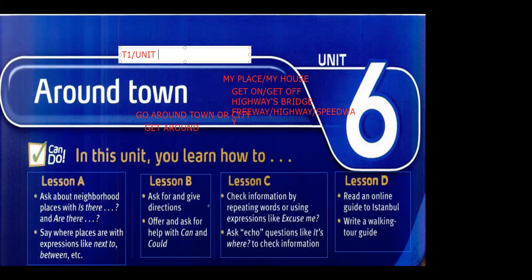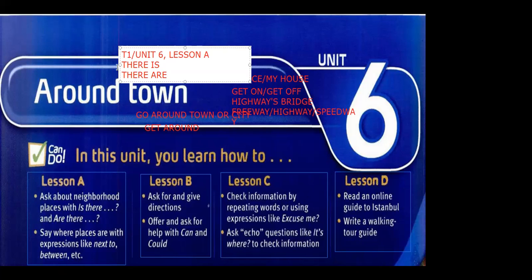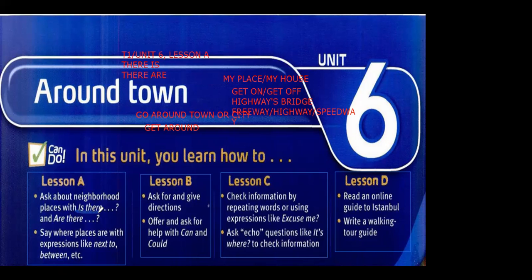It was unit 6, lesson A. We learned this: there is, there are. Do you remember that? Kathy and Andrea, do you remember how to use there is, there are? Yes, teacher. It's just a reminder of what we did in the last level, that was session one. Affirmative form, question forms, and negative form. So that's what we are learning in this class.